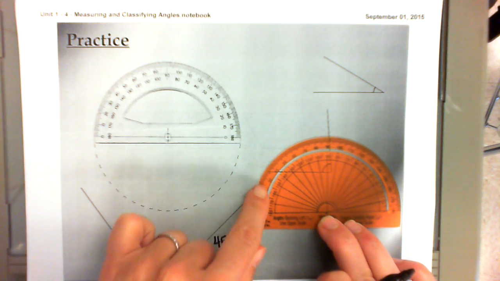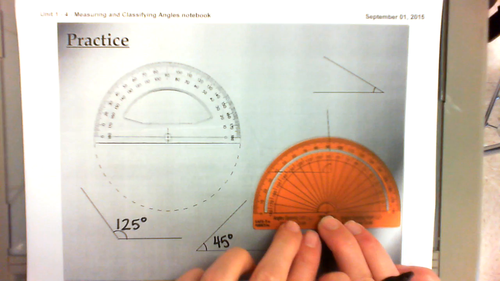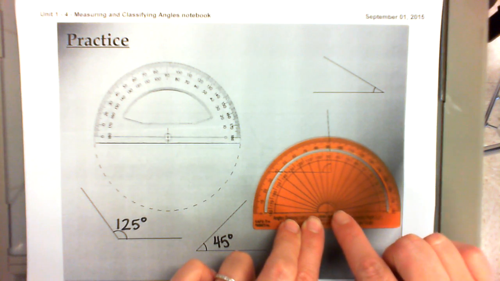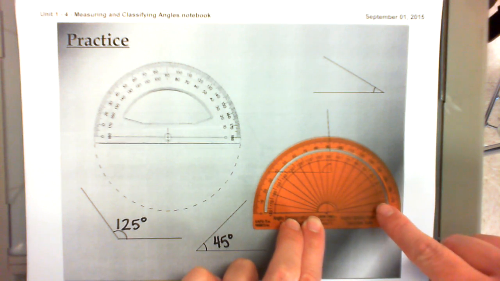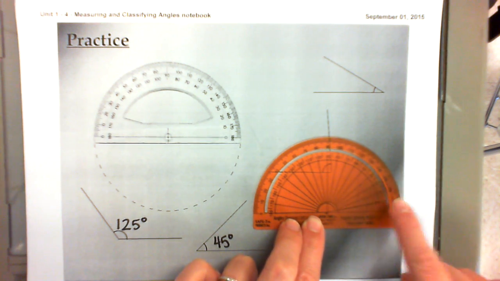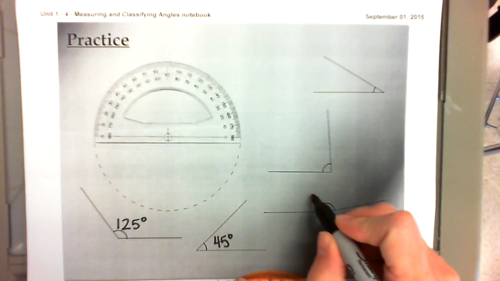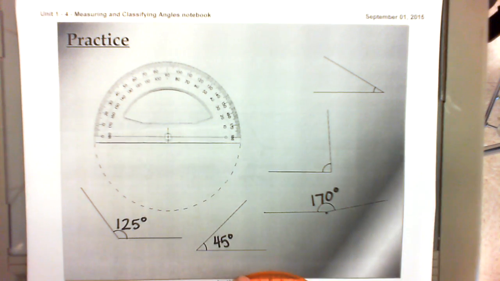So I'd have to go all the way around, and the ray continues on this way. And it's not 10 degrees because that would have been the inside number. You got to look at the outside, which is about 170 degrees. 170 degrees.